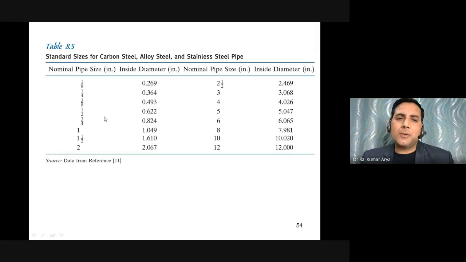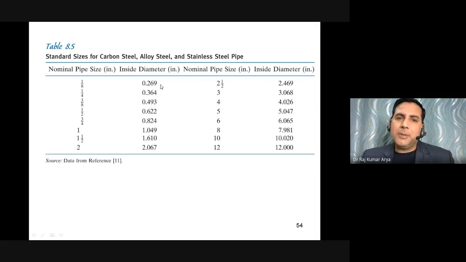So if you go to the market, the smallest pipe size you will get is 1 by 8 inch nominal pipe size. Nominal pipe size is not equivalent to the inside diameter of the pipe. These are different. If you ask in the market for a 1 by 8 inch pipe, its inside diameter is this much, 0.269 inch only.